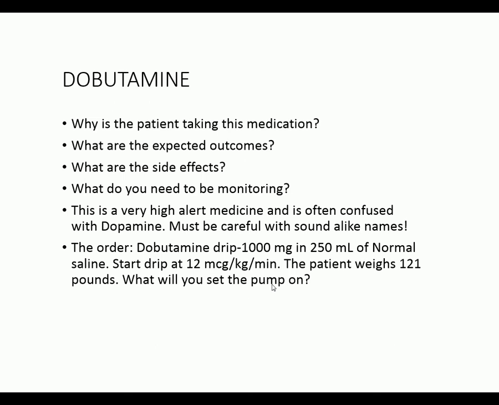660 times 60 minutes is going to give you 39,600 micrograms per hour. Now, we don't need micrograms, right? We need milligrams, okay? So, you're going to convert that from mics to milligrams, and you're going to do that by moving your decimal 3 points to the left or dividing it by 1,000, and that's going to give you 39.6.